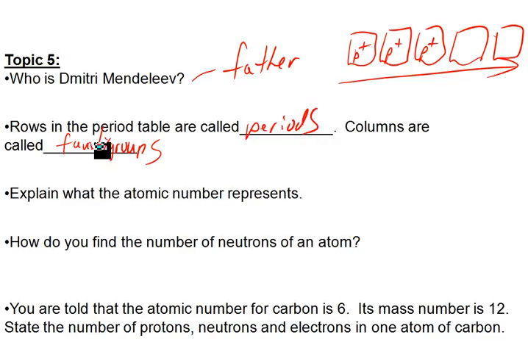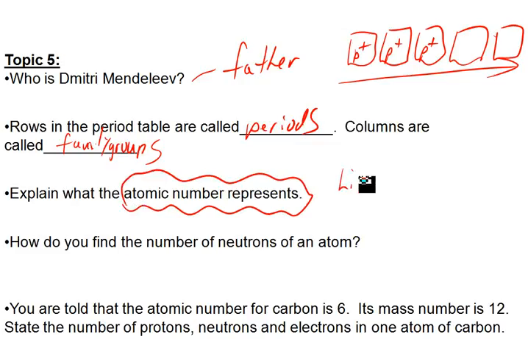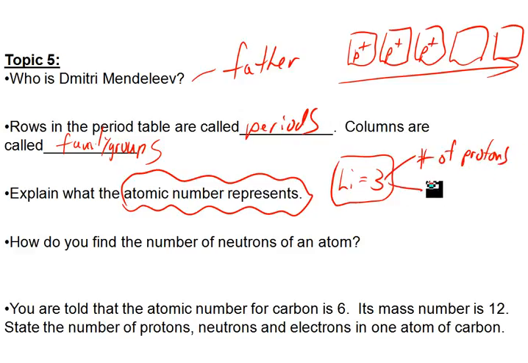What does the atomic number represent on the periodic table? For example, lithium is number 3 on the periodic table, and that stands for the number of protons. Now in the case of atoms, it also is the number of electrons. But when we get into ions, that's not the case. So it's best just to think of number 3 as the number of protons.